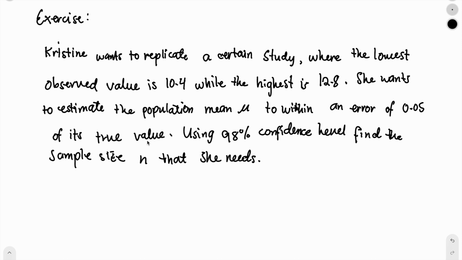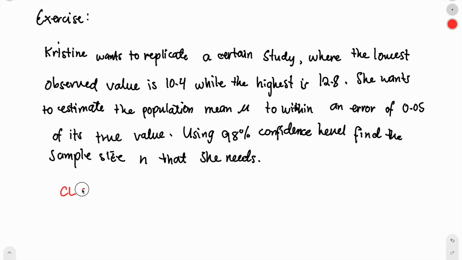So here we have Christine wants to replicate a certain study where the lowest observed value is 10.4 while the highest is 12.8. She wants to estimate the population mean mu within an error of 0.05 of its true value. Using 98% confidence level, find the sample size n that she needs. So I'll help you start plotting the givens here.